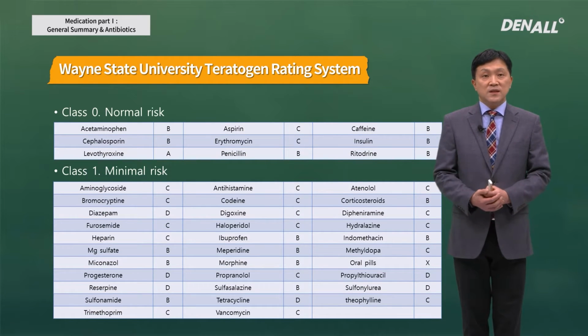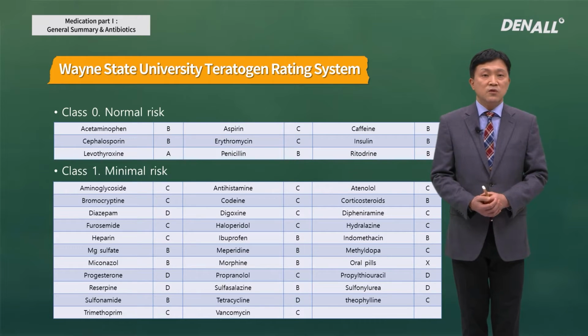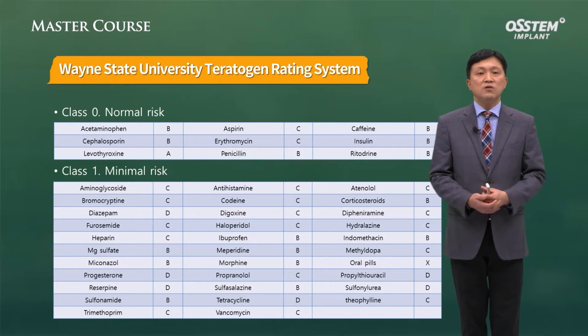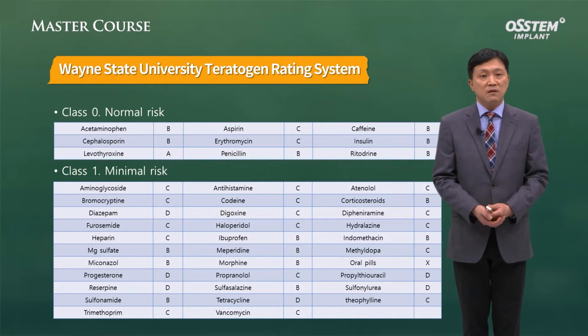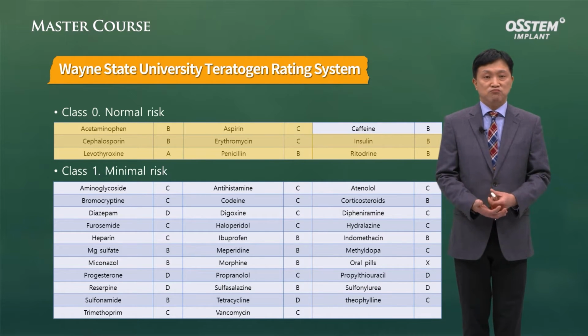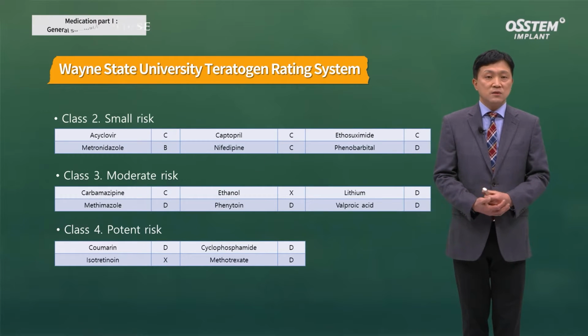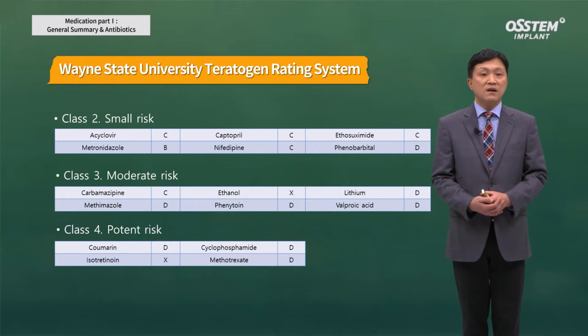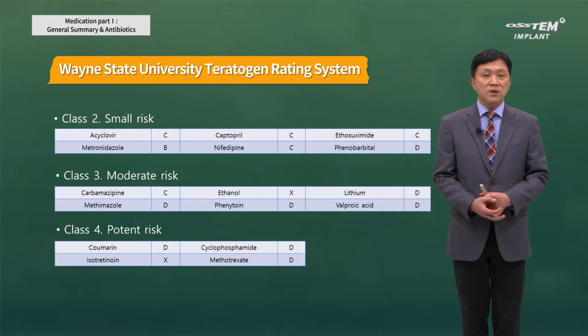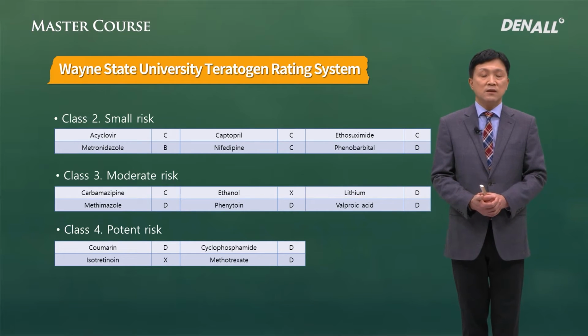Not only FDA, but Wayne State University also came up with a Teratogen rating system, which is related to causing abnormalities to fetus. This is for your reference. Class 0 is the least risk drugs. Acetaminophen, aspirin are in class 0. Class 1 is minimal risk, class 2 small risk, class 3 moderate risk, class 4 potent risk. So there are 5 classes in terms of causing abnormalities in pregnant women.